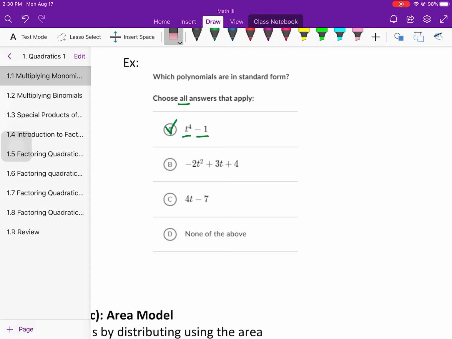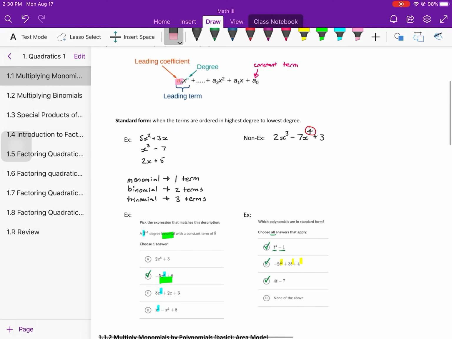That's fine. Right here, letter B, 2, 1, 0. That's fine as well. Checks off. This one checks off as well. This is t to the 1, and then this would be t to the 0. Descending powers. Low powers, but descending powers. So actually all 3 of these will be in standard form. So that's just an introduction to polynomials.